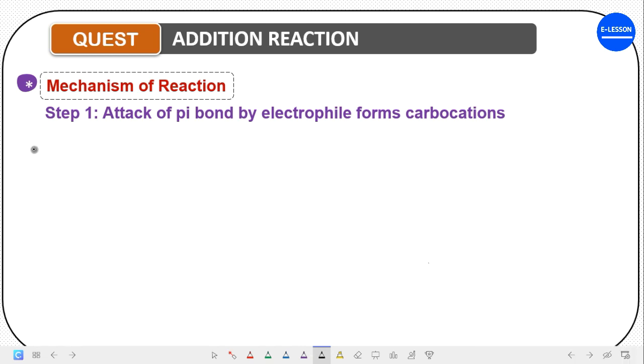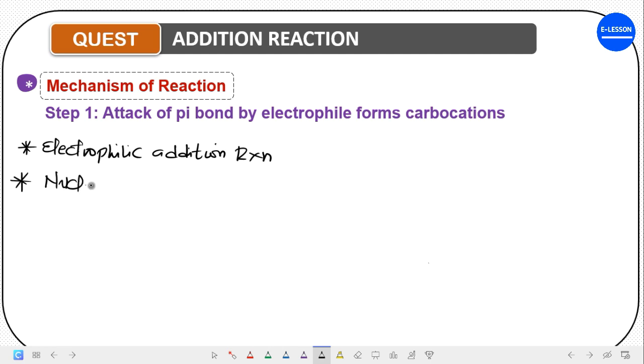Now the addition reactions can be in two forms, or it can be initiated by an electrophile. Now, if it is initiated by an electrophile, you call it electrophilic addition reaction. I'm going to use this to indicate reaction, okay? So whenever you see this, know that I'm talking about reactions. And then we have the nucleophilic addition reaction. If the reaction is initiated by an electrophile, you call it an electrophilic addition reaction. However, if it is initiated by a nucleophile, you call it a nucleophilic addition reaction.